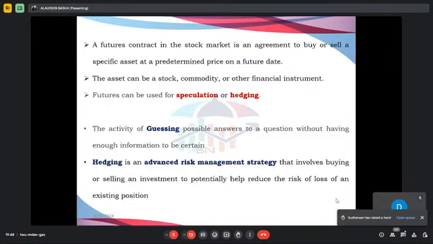Futures can be useful for speculation or hedging. What is meant by speculation? It's like guessing. For example, today I bought 1,000 shares in the stock market. Tata Motors, I guess, may grow in 2 days or 3 days or within a particular time period.